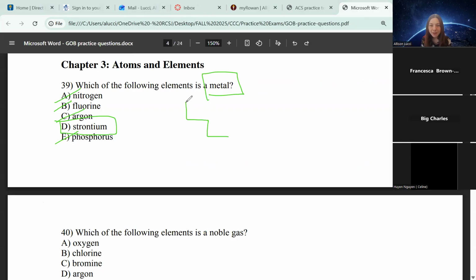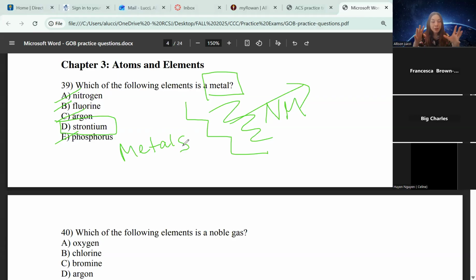If you forget, there's that staircase on the periodic table: everything in the upper right is going to be a nonmetal, and metals are below. The staircase separates them, that metalloid region. But you can just know in general, upper right-hand, nonmetals: carbon, nitrogen, oxygen. Metals in the middle, and groups 1 and 2.